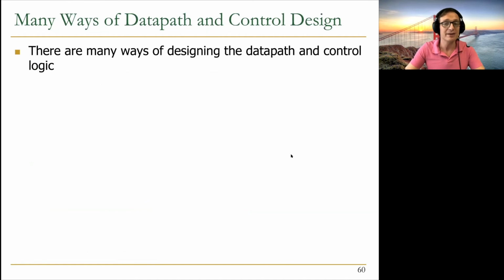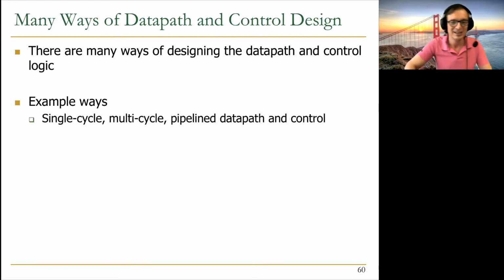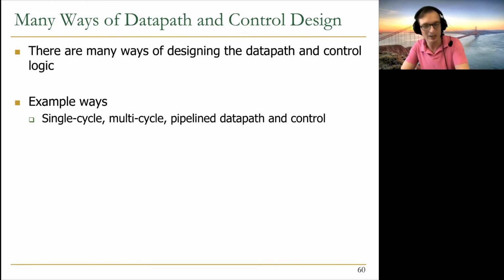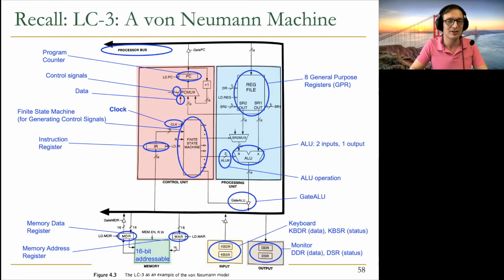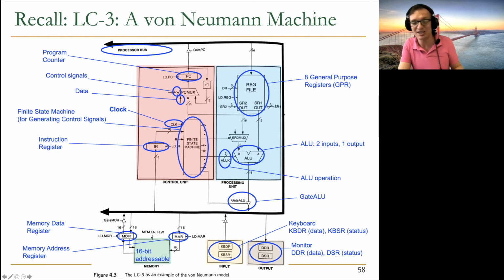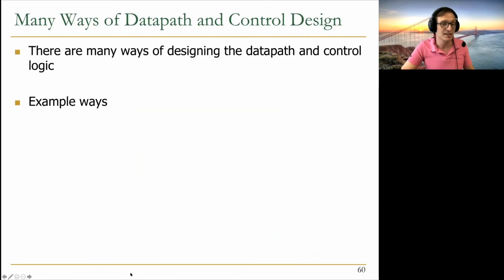Okay, so there are also many ways of designing the data path and control logic. I will give you some example ways over here. You can have a single cycle data path, multi-cycle data path, pipelined data path, and control as well. You can have a single bus. Remember, LC-3 has a single processor bus like this. But again, that's a design choice, right? This designer was very cost sensitive. Maybe you can have multiple buses, many buses, separate buses that connect the PC directly to the MAR, or the ALU directly to the register file, as opposed to using a single bus for everything. That's another design choice in the data path.